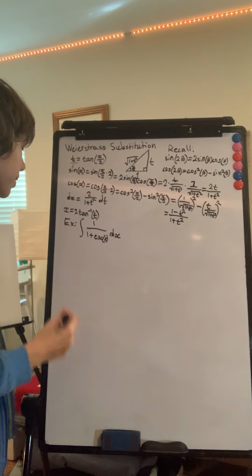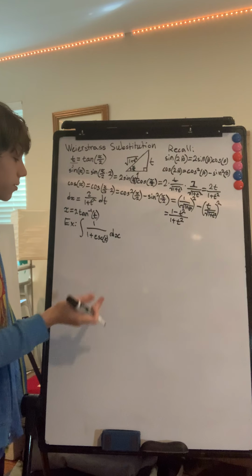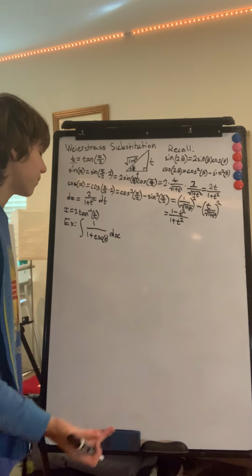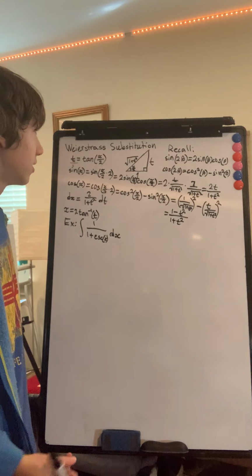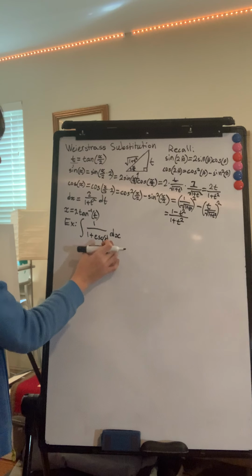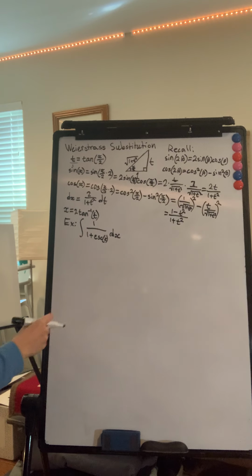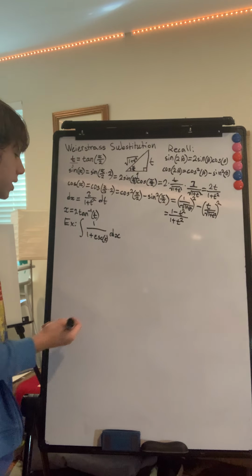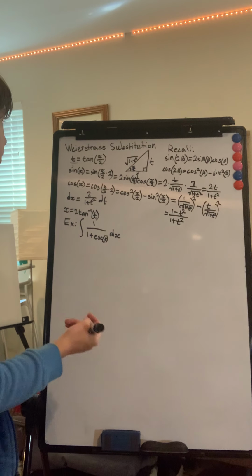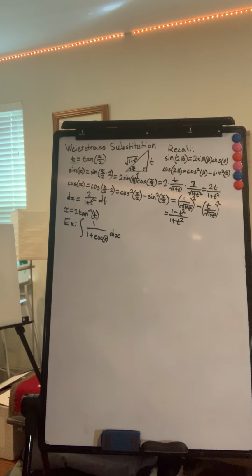You can just try our basic techniques. Nothing would work here, right? So why don't we try Weierstrass substitution? Anytime you see something with sines or cosines, that's always a hint that it might be useful to use Weierstrass substitution here. But you should try everything else first, or at least look through it.